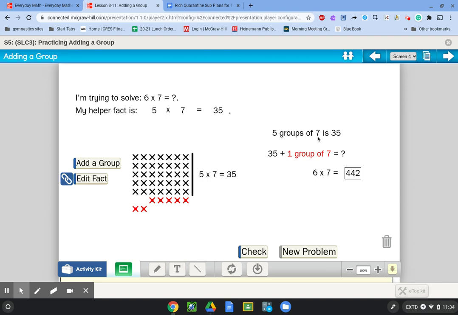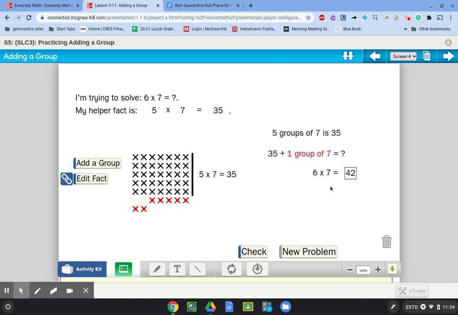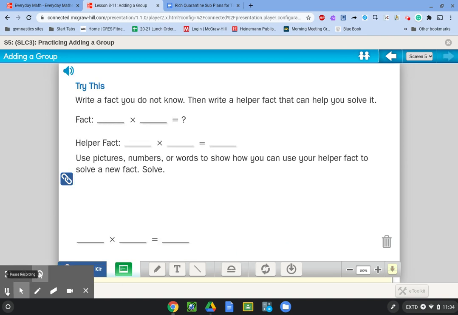But anyway, 5 groups of 7 is 35. So we take our 35, we add one more group of 7. 35 plus 7 equals 42, not 422. Let's check our work. It's correct. Okay, so that's it. Again, using a helper fact, a fact we know, and adding a group to it to figure out one that we don't know.